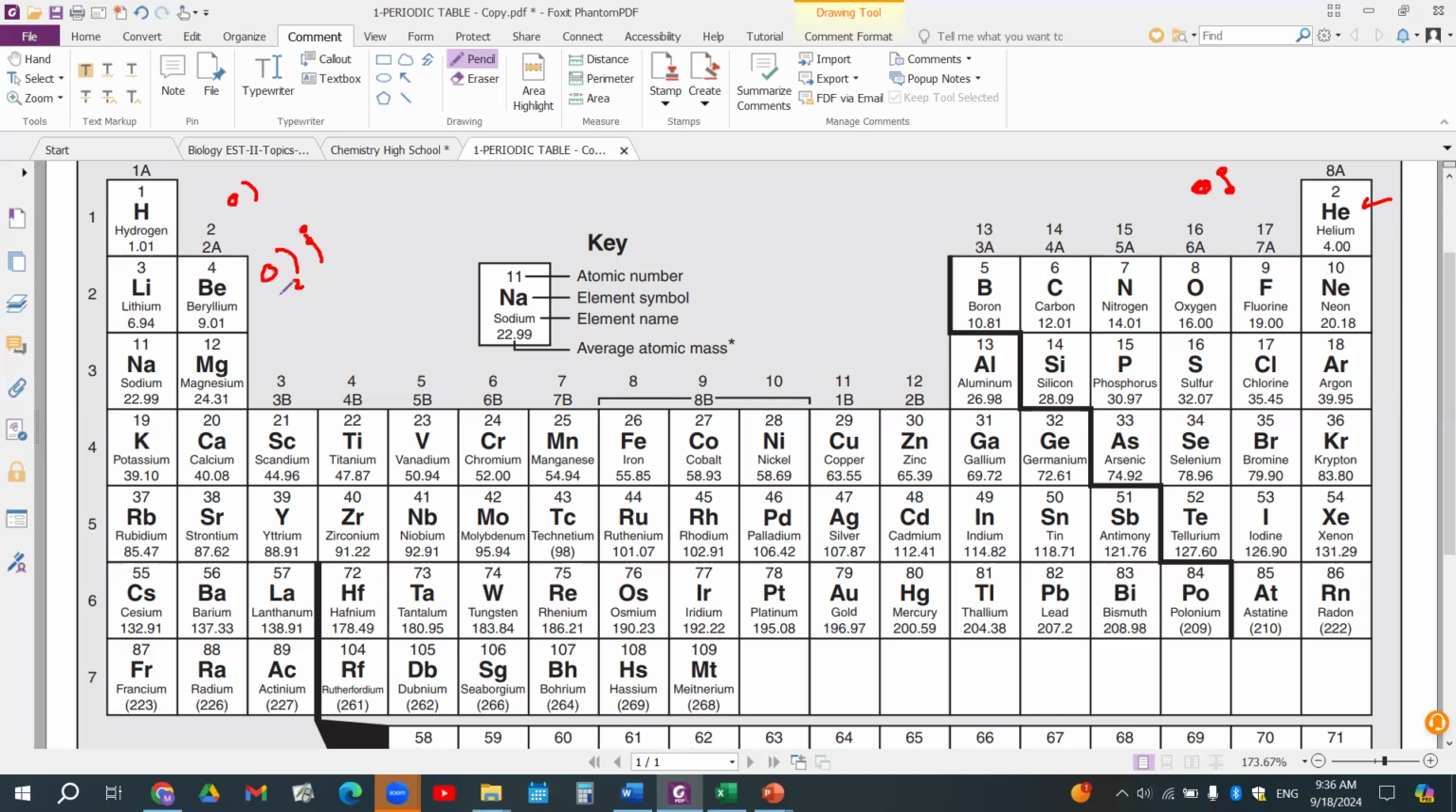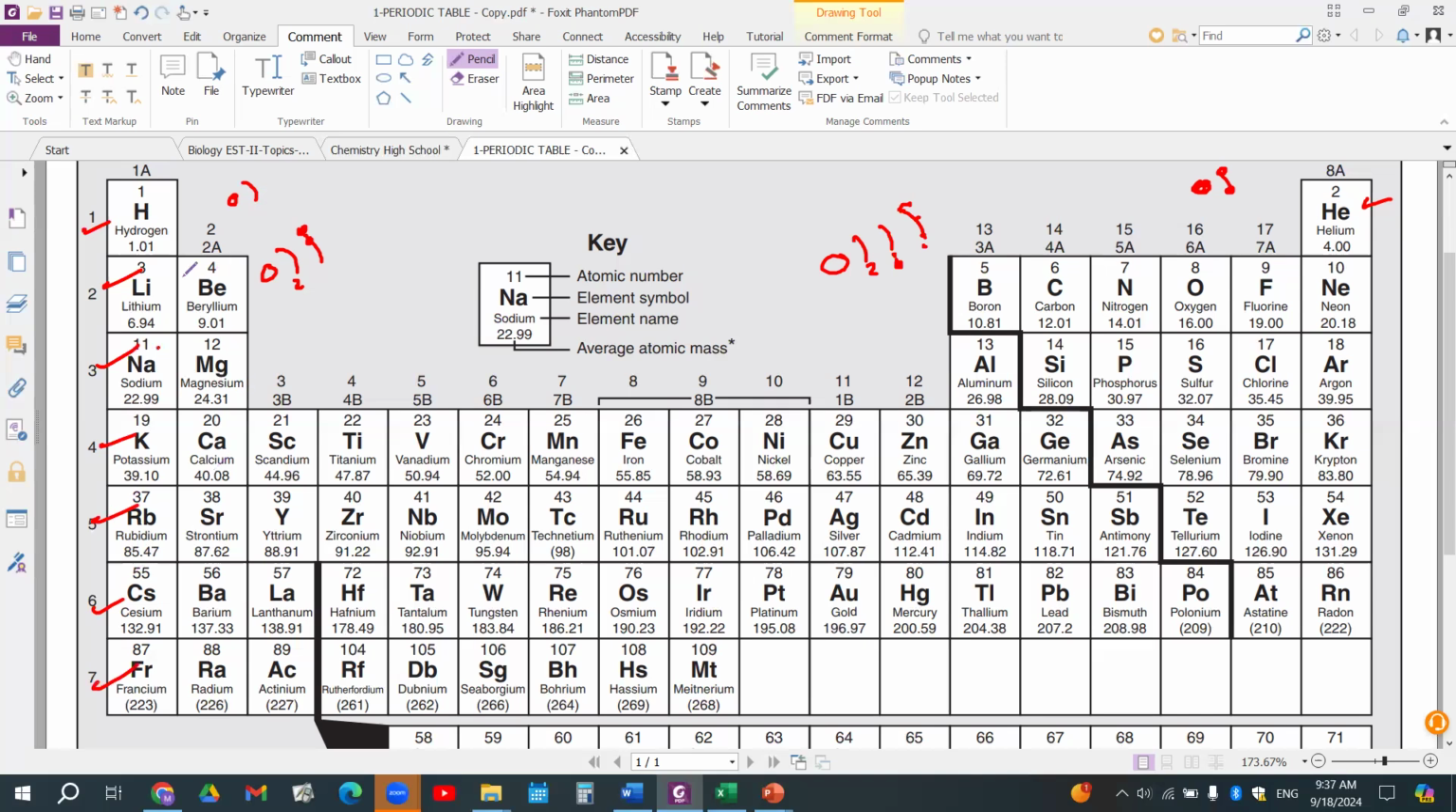Beryllium has 2. This can adapt to 8. Boron has 2 and 3. Carbon 4. Nitrogen 5. Oxygen has 6 in the outermost shell. Fluorine has 7 electrons in the outermost shell. And so on. Sodium has 1 electron in the outermost shell. All of these have only 1 electron in the outermost energy shell.